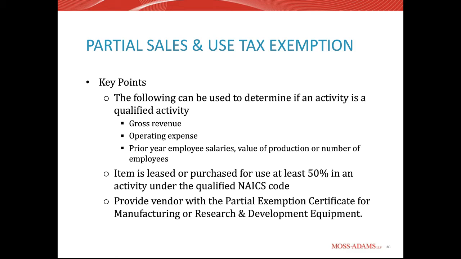So how do you determine if an activity qualifies for this partial exemption? There are many options of determining the qualification. So you can look at gross receipts. It has to be 50% or more of one of these items. If you're a company that has no gross receipts, you can look at operating expenses, prior year employee salaries, or the number of employees working in the activity. These are just some of the ways that you can look at whether or not that activity qualifies. So there are many options in this area. The repair shop in my example would not have gross revenue since the work is done internally. So therefore, they may look to expenses or possibly employees to meet that qualification.